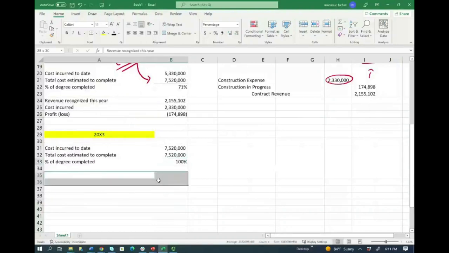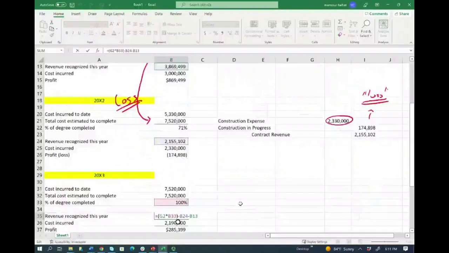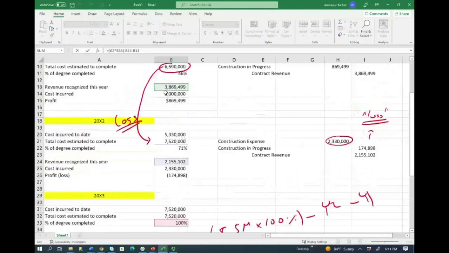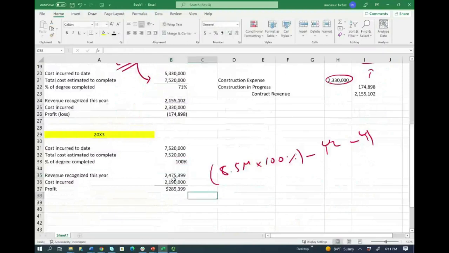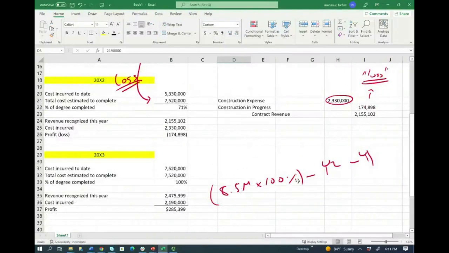Now what you do, you will need to compute your revenue. Your revenue will be $8.5 million times 100% minus year two revenue minus year one revenue. So what we do is take the 8.5 million minus 3,869,499 and 2,155,102, which is the prior year revenue. So year three revenue is 2,475,399, minus the cost incurred in year three, which is 2,190,000. So in year three, I had a profit of 285,399.